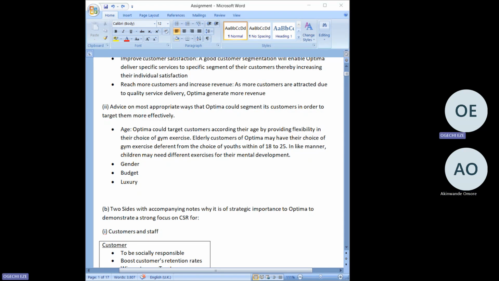XB2 is giving us the categorization and features of the industry. They say there are two types of fitness and leisure provider in Sealand. One is the mid to high quality, then the other one is the budget gym providers.